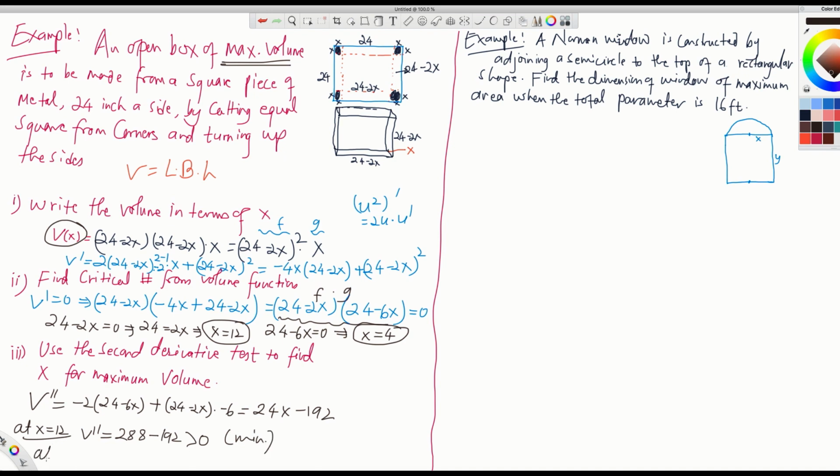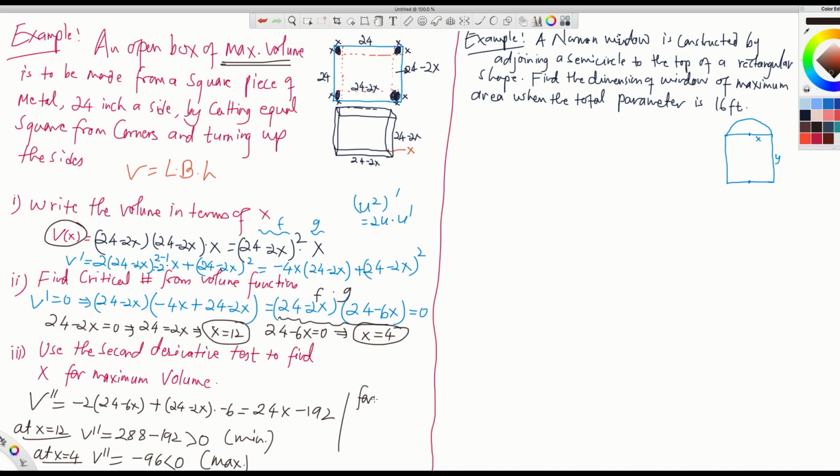So at x equals 4, what is v double prime? If you take x equals 4, 24 times 4, I think it is 96. So 96 minus 192 will be negative 96, right? So it is negative basically. I don't care how much I get, I just care about the sign. So it will be a maximum. So what do you get? If you want to get the maximum volume, x must be 4. That's what it says, right?